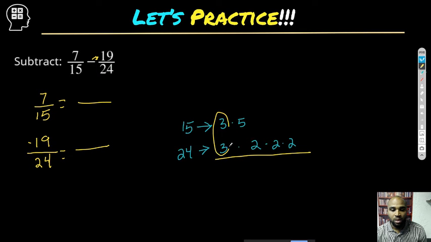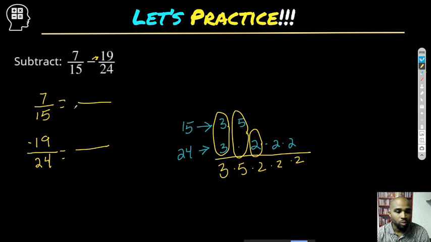I look up this column here and I see we've got a 3. I look up this and there's nothing but a 5, so times 5, and nothing but a 2, 2, and 2. So when you multiply all those together, we're going to get our like denominator, or least common denominator. 3 times 5 is 15. 15 times 2 is 30. 30 times 2 is 60. 60 times 2 is 120.